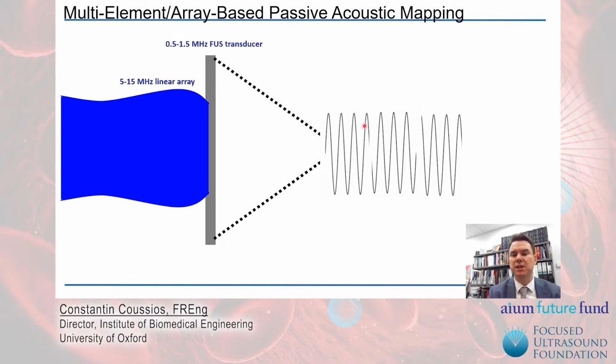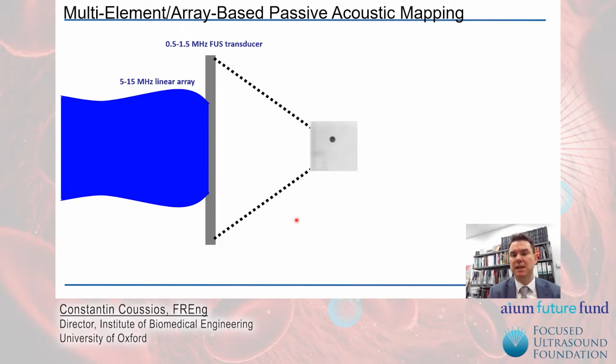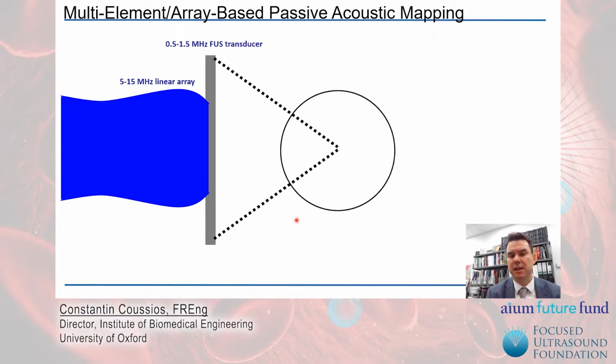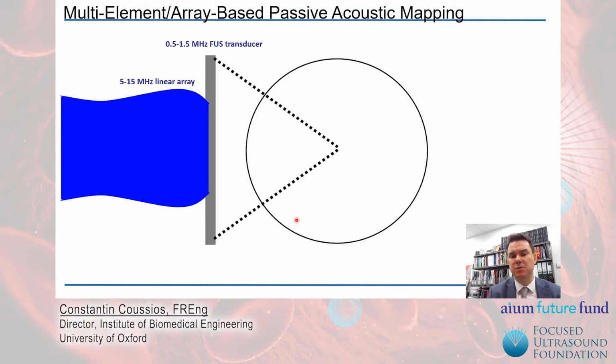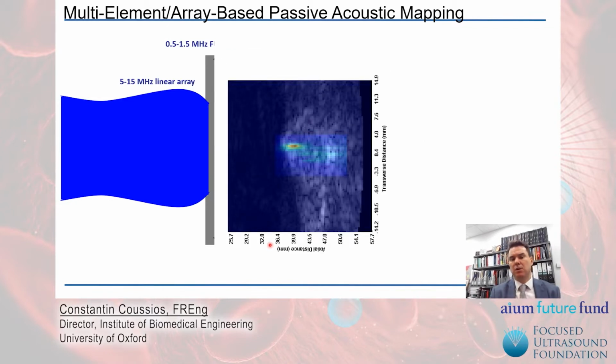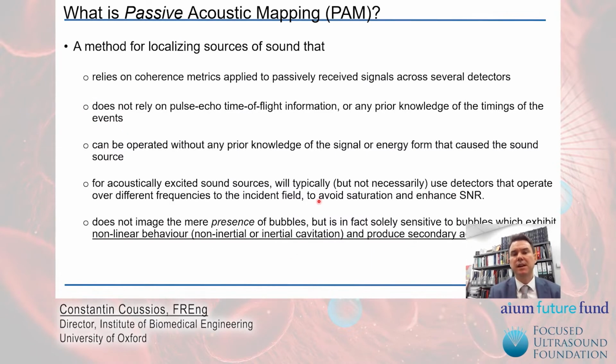As the therapeutic array generates a large enough signal in the target, bubbles respond to acoustic excitation and generate acoustic emissions which are simultaneously received on all 128 elements of the linear array. Passive acoustic mapping then makes it possible to recreate a map of the location of these sources of acoustic nonlinearity in real time. Therefore, what is passive acoustic mapping?